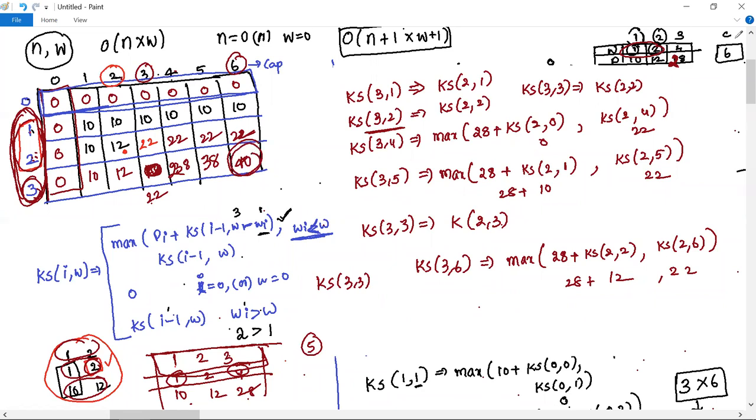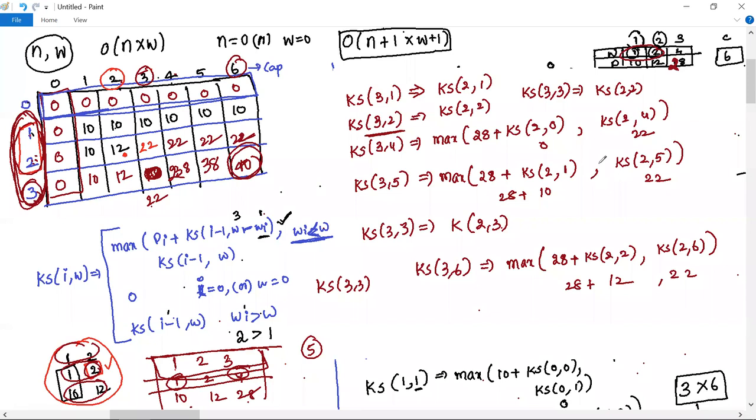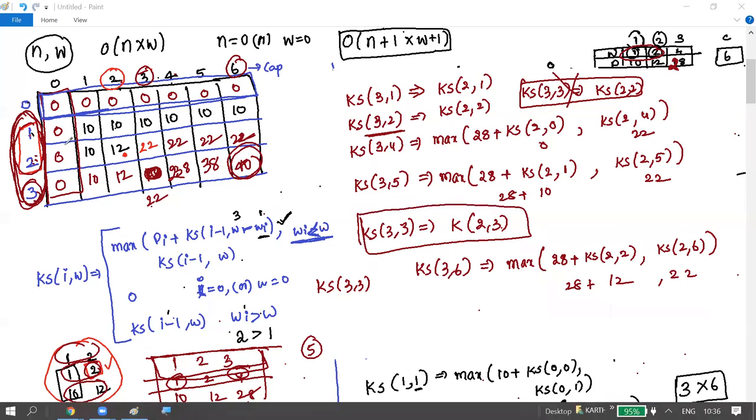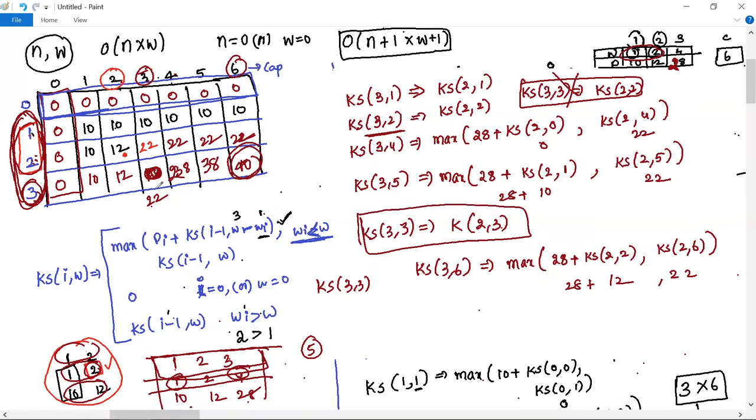See, case of 3, 3 is not 2, 2, right? I already told you here, case of 3, 3 is 2, 3. What is 2, 3? 2, 3 value is 22. I think I missed 3, 3 earlier, and anyway, I discussed it now.